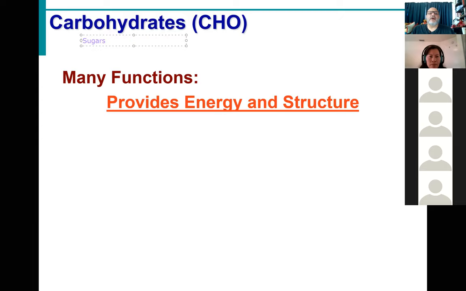Carbohydrates serve many functions, but the primary functions are to provide energy and to provide structure. Those are the two primary functions of carbohydrates. Right? Most of you know this because most of you had some form of carbohydrate for breakfast this morning, right? Maybe you had a potato with your eggs. Maybe you had a big bowl of cereal or something along those lines. You had some type of carbohydrate for breakfast, right?